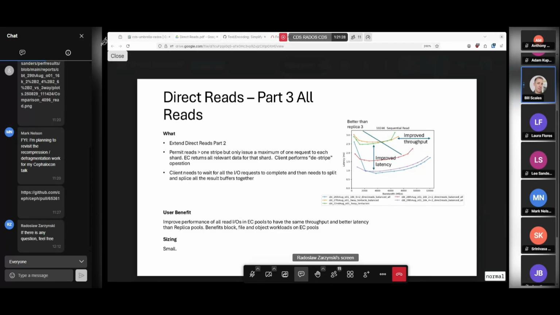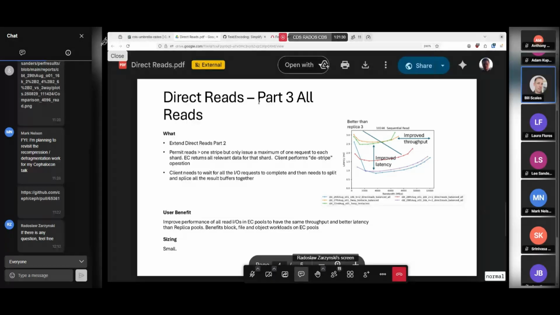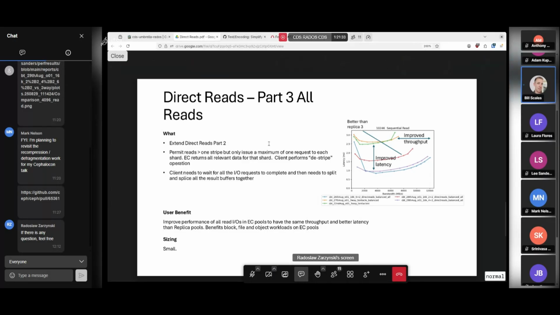So the graph here is 1 meg sequential reads, and what we found here is splitting the reads up actually gave us better performance and better throughput than you could get with a replica pool. A very considerable improvement in latency. You can see that the latency is at around 1 millisecond to begin with, increasing to 1.5 milliseconds, whereas previously it was 3 milliseconds or more. So a very big improvement in latency.